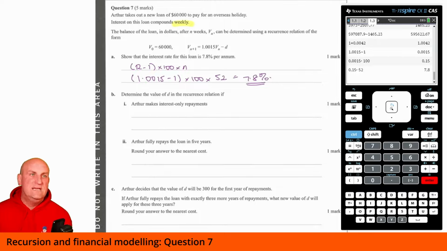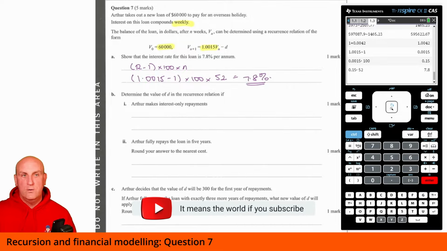Determine the value of D in the recurrence relation if Arthur makes interest-only repayments. Now, an interest-only repayment basically means that he's going to work out the interest on the $60,000. And we know how to do that. That's 1.0015 of that.